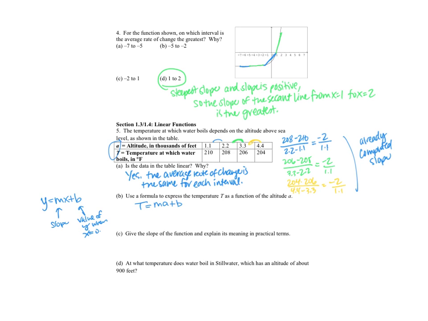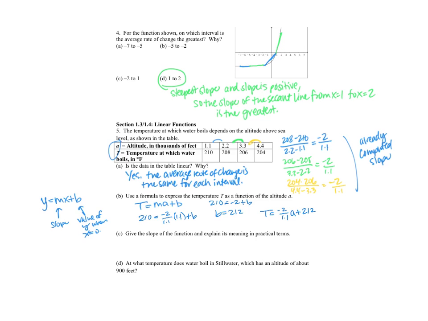So then I can plug in that m, and I can plug in an A and a T, and so I get 210 equals negative 2 over 1.1, and I'll use the A value of 1.1, plus b, and I can solve for that b. And so I end up getting 210 is equal to negative 2 plus b. In other words, I can add that 2 over, I get b is equal to 212. And so that means our function then is T is equal to negative 2 over 1.1 A plus 212.